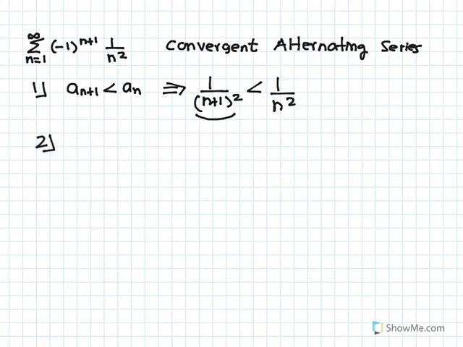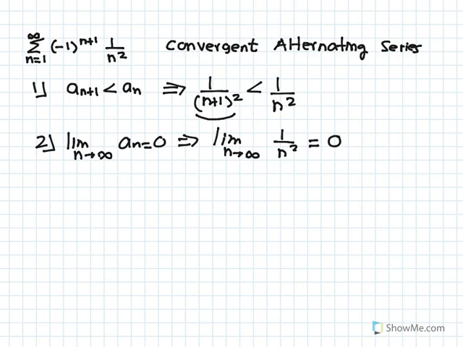Number 2, the limit as n approaches infinity of a_n has to be equal to 0. So take the limit of the nth term, the limit as n approaches infinity of 1 over n squared. 1 divided by a very large number, because n is going to infinity, the ratio approaches 0. So both conditions of convergence of the alternating series are satisfied.